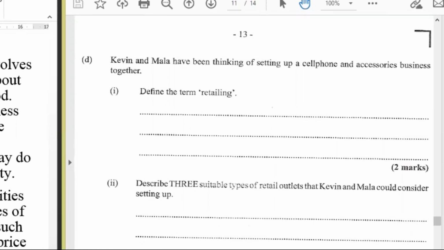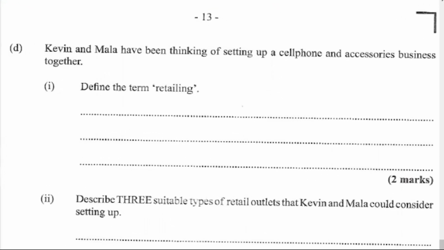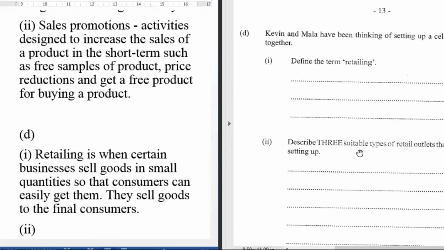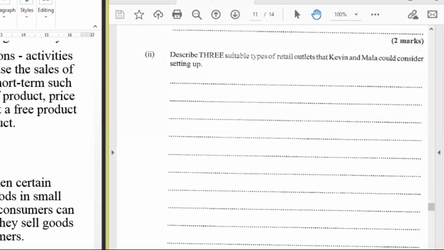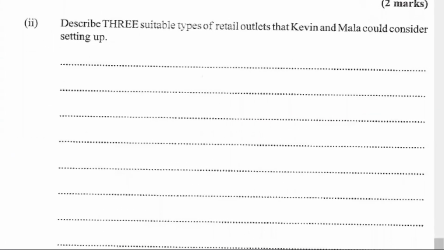Kevin and Marlo have been thinking of setting up a cell phone and accessories business together. Define the term retailing. Retailing is when certain businesses sell goods in small quantities so that consumers can easily get them. They sell goods to the final consumers. All right, D2 says, describe 3 suitable types of retail outlets that Kevin and Marla could consider setting up.